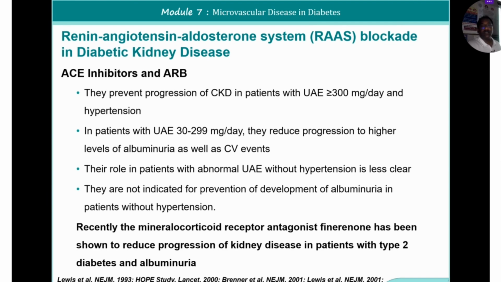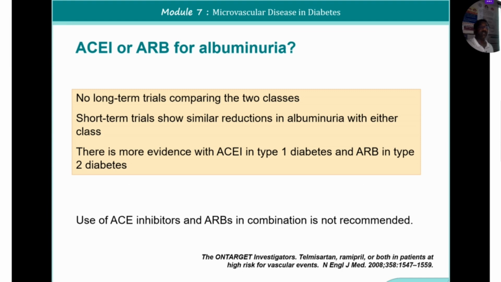See, recently, the mineralocorticoid receptor antagonist, finerenone, that I already told you, has been shown to reduce the progression of kidney disease in patients with type 2 diabetes and albuminuria. Now, finerenone is the most wanted drug in type 2 diabetic individuals to reduce the long-term complications like CKD or ischemic heart disease or heart failure, etc. So, if the patient can afford it, in high-risk type 2 diabetic individuals, we can use finerenone, 20 mg and 10 mg.